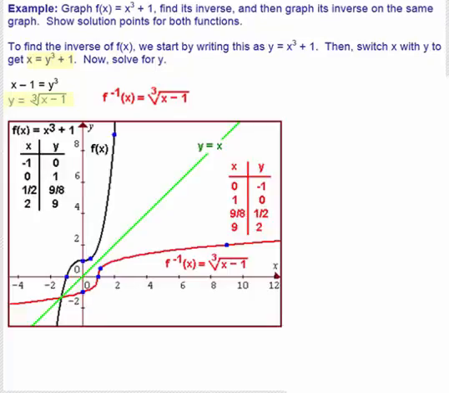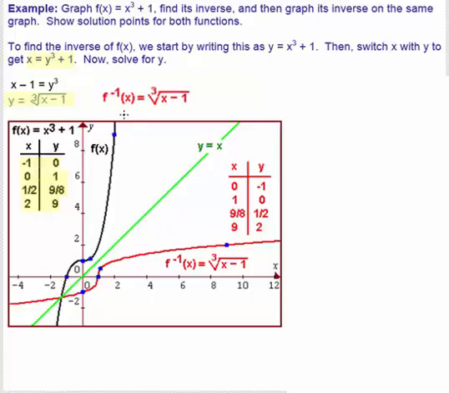Now we're going to graph both f of x and this inverse function on the same graph. Now I'll go through the points of f of x and then we'll see the pattern that shows up for the inverse function. If we plug in -1 into f of x, we get 0 for y. If we plug in 0 for x in f of x, we get 1 for y. If we plug in a half, we get a half cubed, which is 1/8, added to 1 makes 9/8. And when we plug in 2 into f of x, we get 9. And here's all the points plotted for f of x.